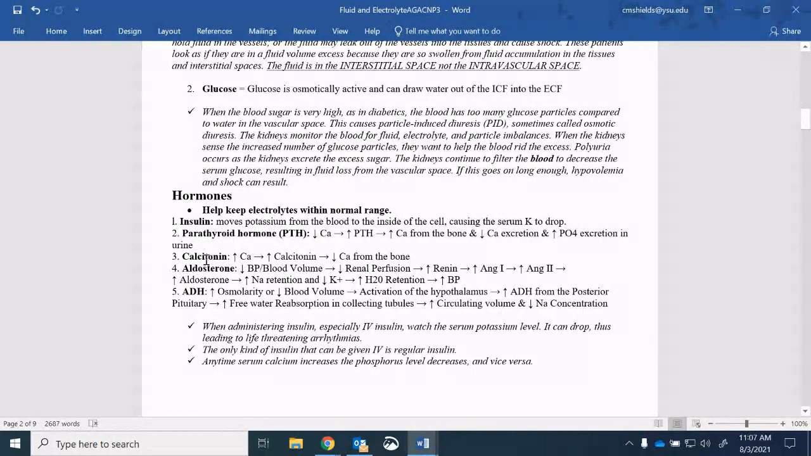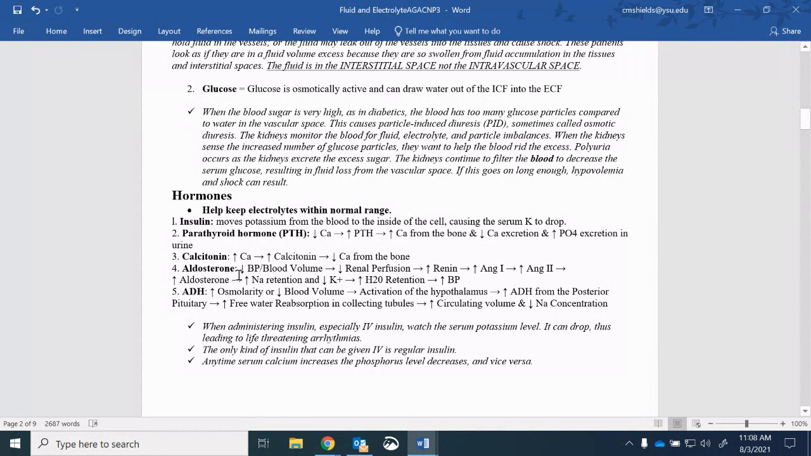And the opposite is calcitonin. When the thyroid recognizes that there's an increased calcium, calcitonin is secreted. And the calcitonin says to the bone, don't release any more calcium. We have enough calcium in the blood right now.